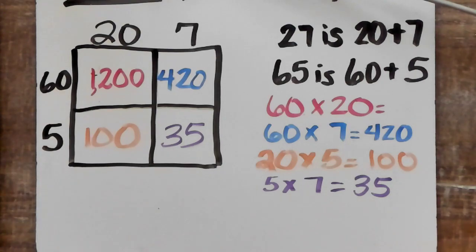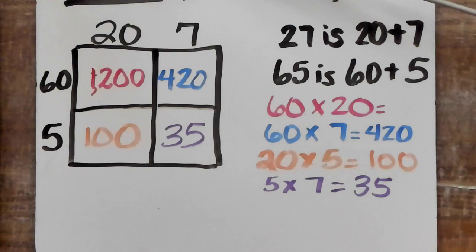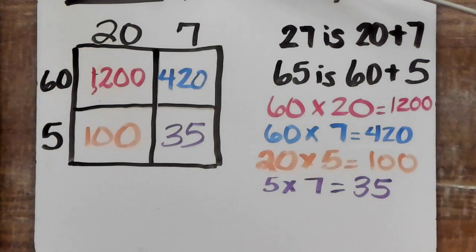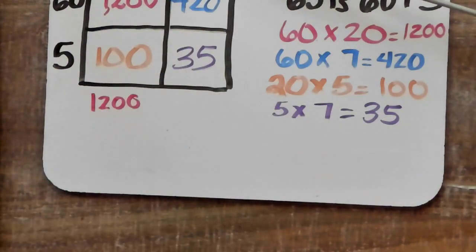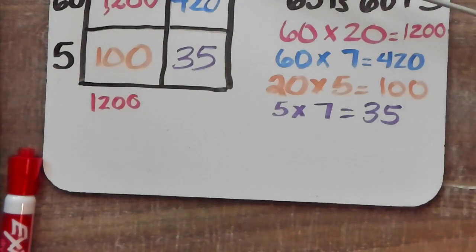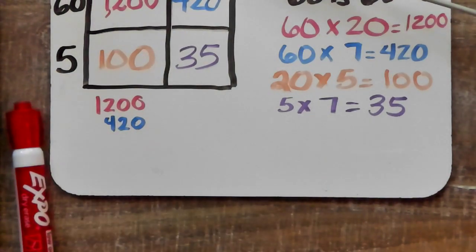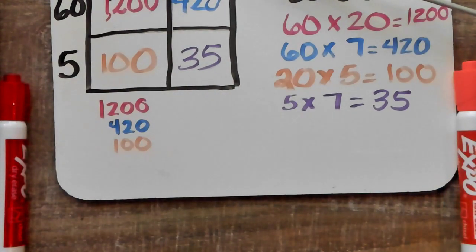The last thing we need to do is add all of the numbers inside our box together. So we had, let me go ahead and write this one over here just so I won't forget. So now we need to add them all together. So we have, we'll scoot this up a little bit. We have 1,200. Then we need to add in 420. Now we need to add in the 100. And then last, we'll add in our 35.